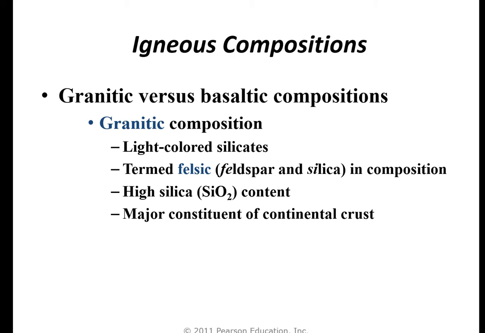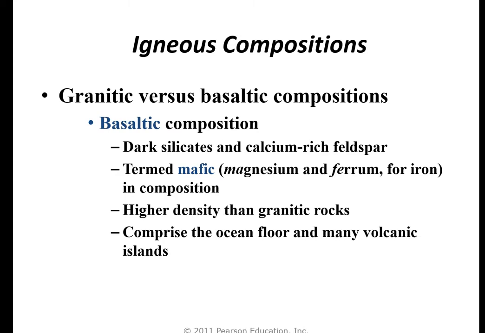The difference between granitic versus basaltic compositions is that a granitic composition is light-colored silicates, termed felsic because they're made out of feldspar and silica in composition, high silica content, silicon and oxygen, and a major constituent of continental crust. Basaltic compositions are dark silicates and calcium-rich feldspar. They are termed mafic, magnesium and ferrum for iron in composition. They have a higher density than granitic rocks and comprise the ocean floor and many volcanic islands.